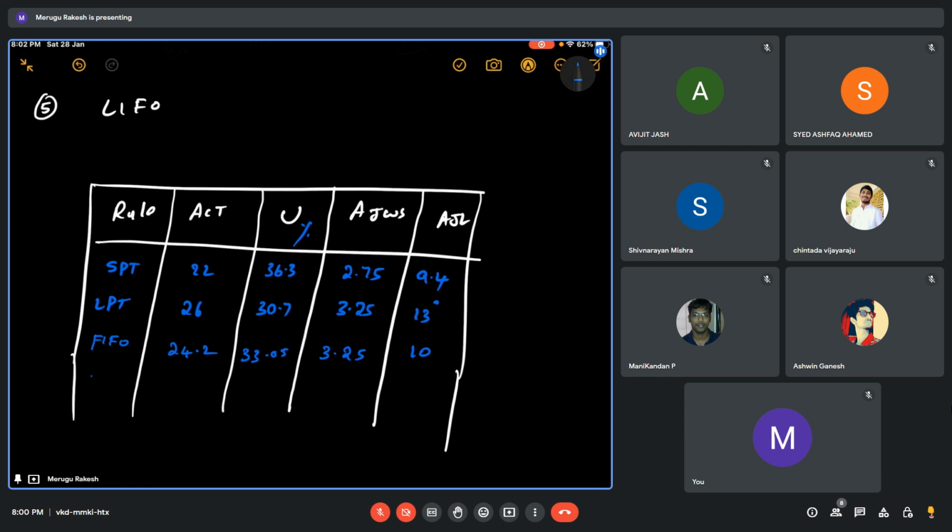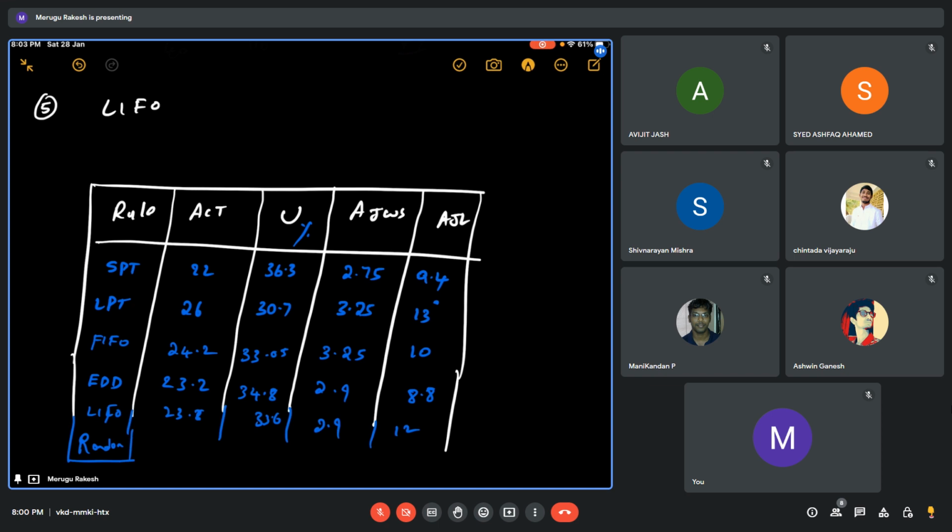Then comes the earliest due date. So it is 23.2, 34.8, 2.9, and 8.8. And then the other, LIFO, last in first out: 23.8, 33.6, 2.9, and 12. And then we have one more system also, that is random.